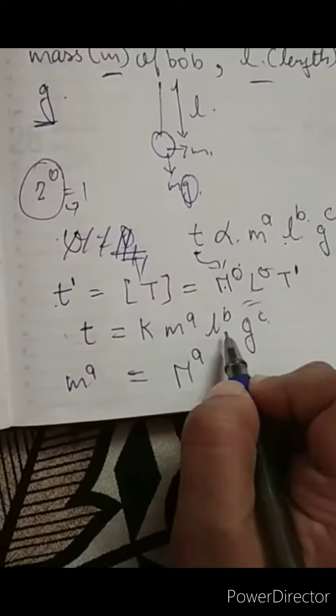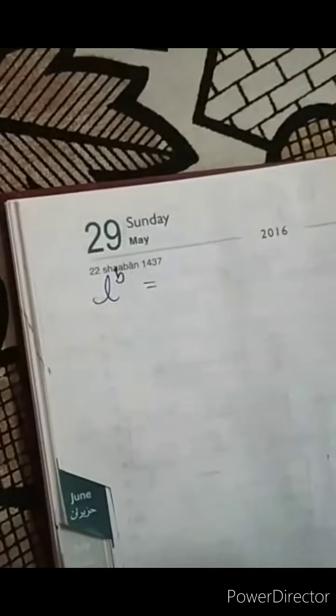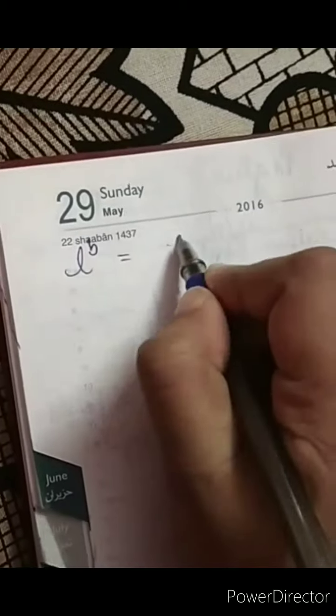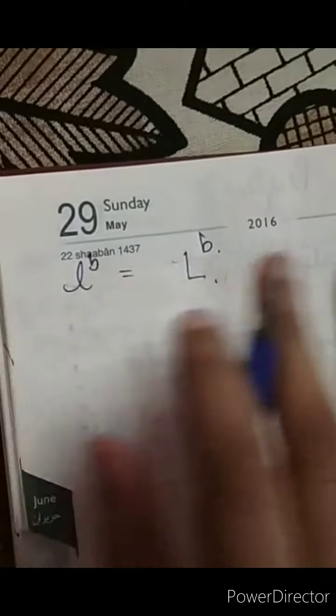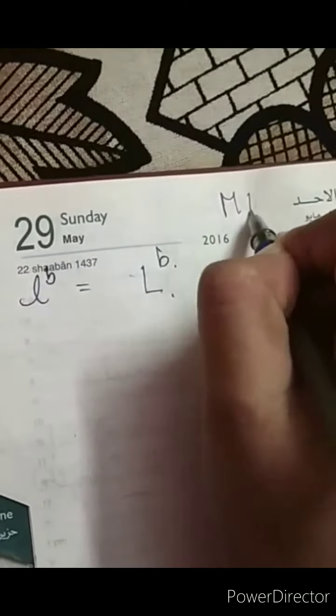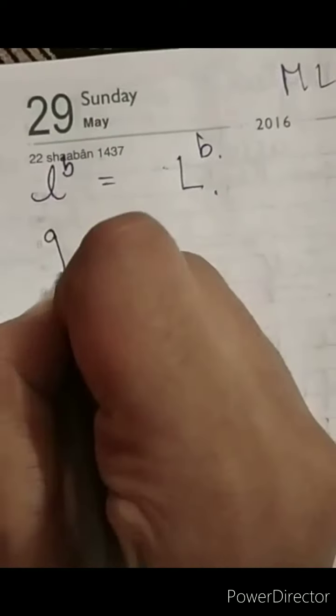Correct? Now I have L. L is length. L to the power b. L denotes length. How can I write it in the form of MLT? It can be written as L, L to the power b. Remember, we denote everything in MLT form. We have to denote each and every expression in the form of MLT. Okay, what about g? g to the power c.